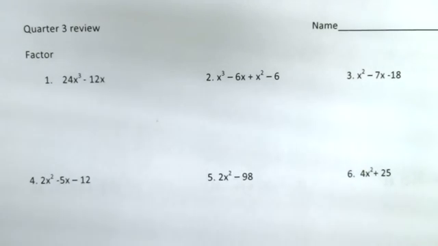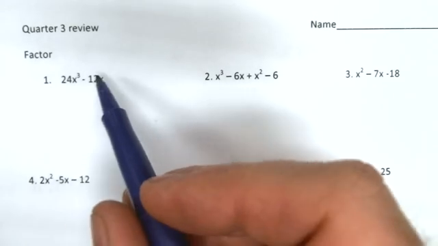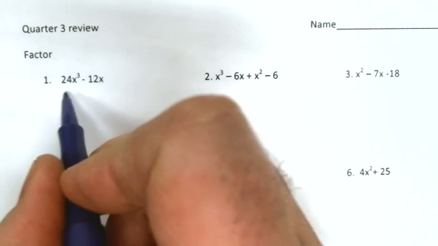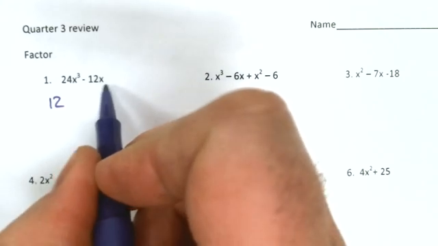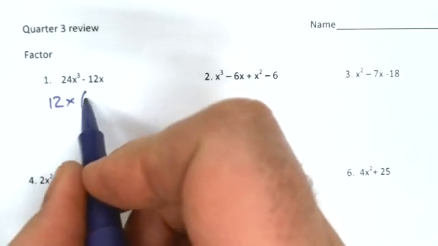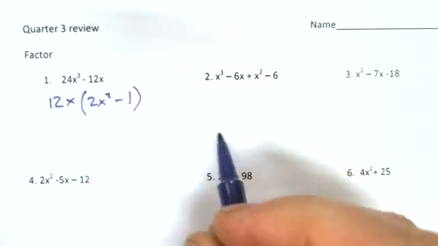Here we are, we're reviewing for the quarter 3 final. Let's take a look at number 1 here. The first thing that we check for is greatest common factor. So I'm going to factor out 12x out of the whole thing, leaving me with 2x squared minus 1.